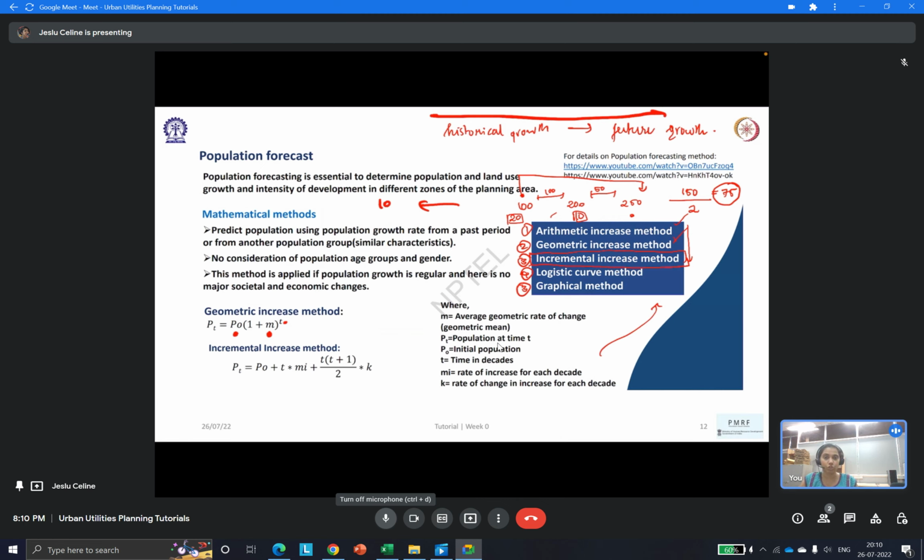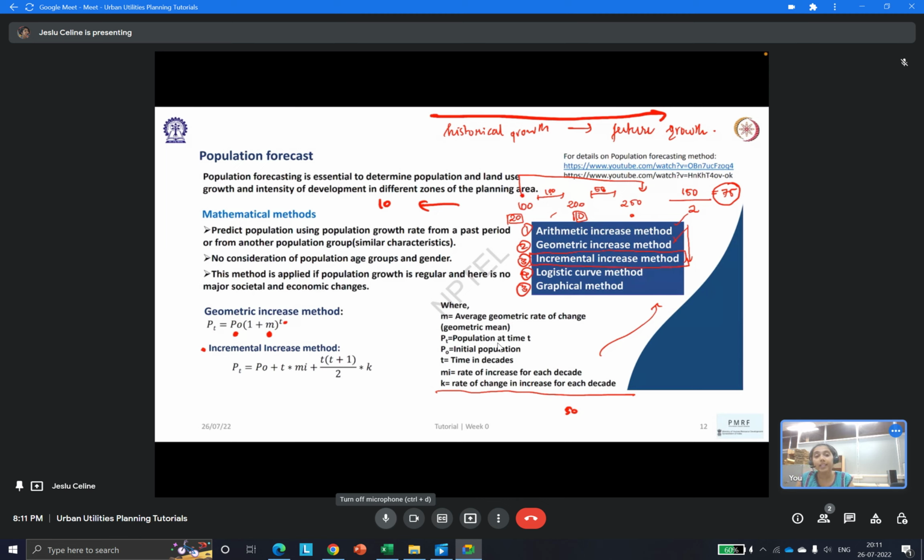So in geometric and arithmetic methods, we discussed that it is only the average growth which is happening every year, and that average growth is taken. But what if the variation which is happening every year is vastly different? Then averaging that will not give us a good idea. So we take into consideration the rate of change of increase which is happening in each decade. So here there is 100, and then that 100 becomes 50. So basically 50 people are reduced. There's a reduction of 50 people over time.